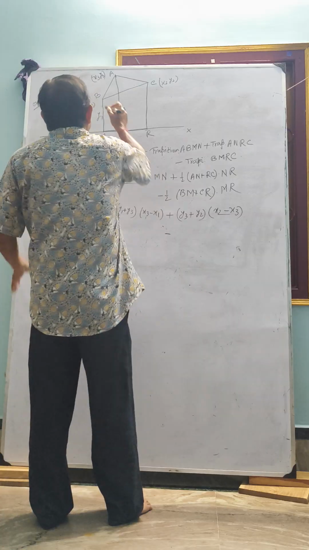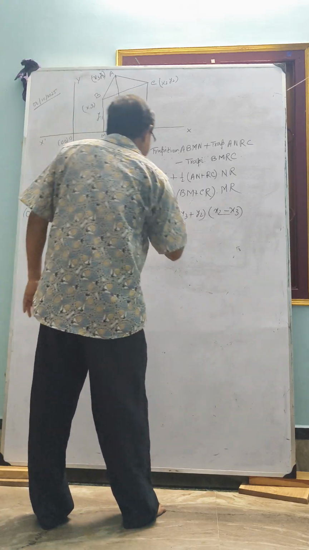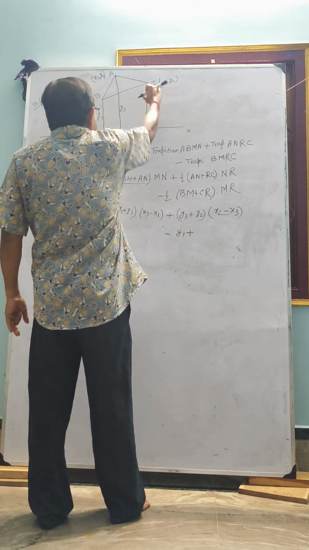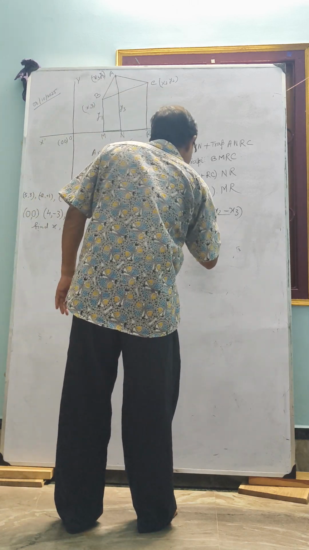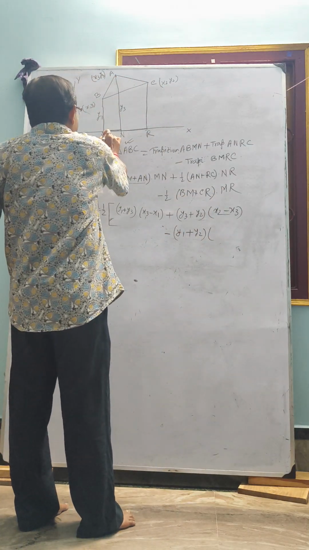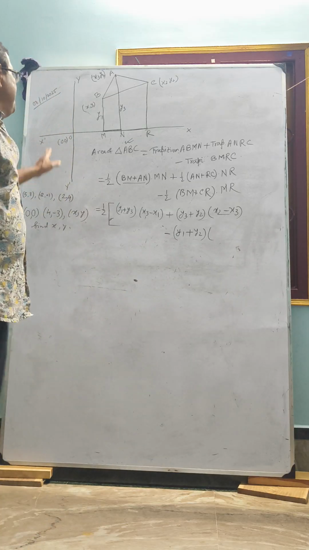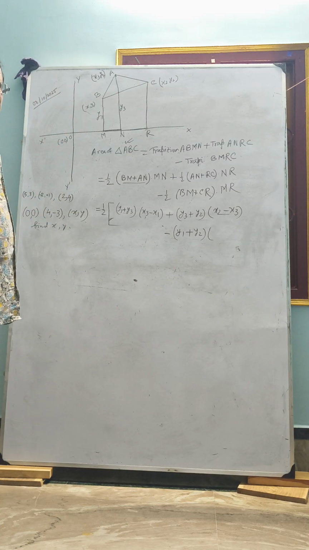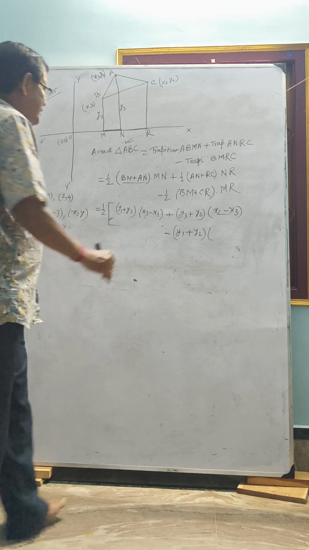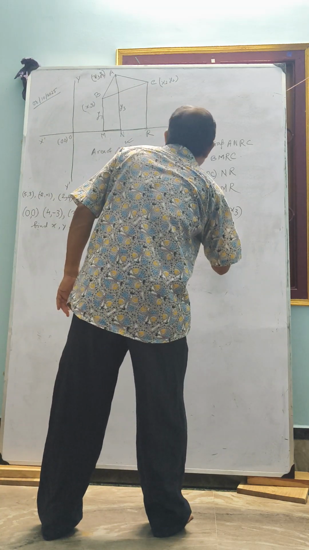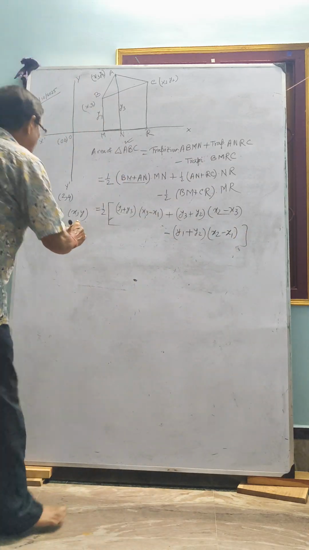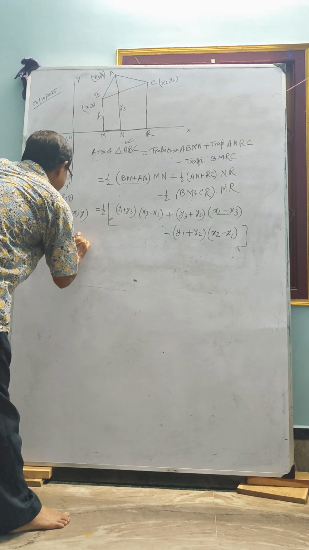And next, minus BM. What is BM? BM is y1, plus CR, y2, into MR. We have to find out the value of MR. MR means OR minus OM, that is x2 minus x1. Clear?